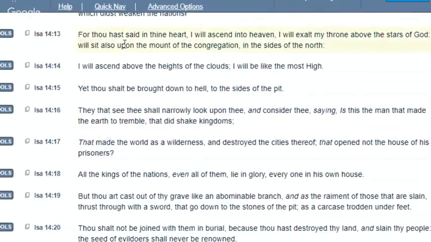Verse 13, for thou hast said in thine heart, I will ascend into heaven. I will exalt my throne above the stars of the Most High. I will sit also upon the mount of the congregation in the sides of the north. And this is another clue that America is this Babylon the Great, because this is North America.